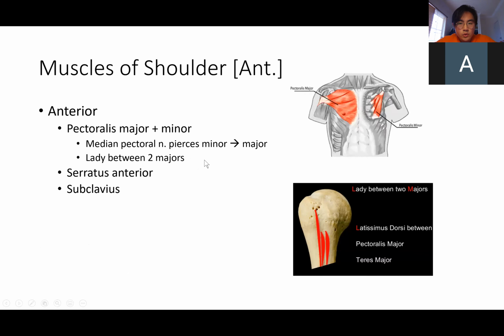And we've got two high yield points. The Pec Major has dual innervation because the median pectoral nerve pierces the minor to innervate the major. And we've also got this thing called the lady between the two majors. You guys might have heard of it in your shoots or something. But lady sounds like lat. Okay, I don't know why, but it's talking about the Latissimus Dorsi. And the two majors are the Pec Major and teres major.